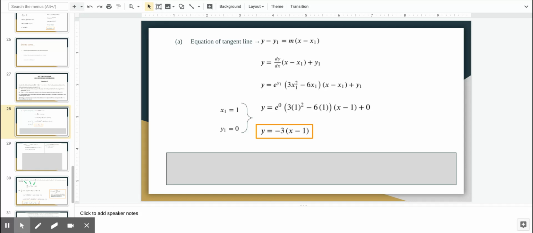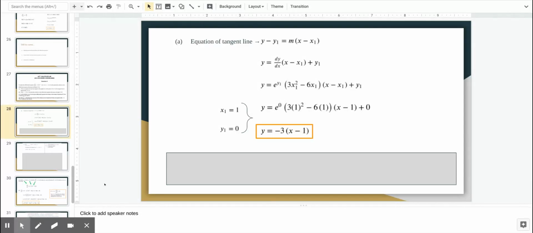And then inside the parentheses, 3 minus 6 is negative 3. So I just have this negative 3 that's left over in the front. And then x minus 1 stays, and then plus 0. Okay, so that goes away completely. And so here is my equation for my tangent line. Negative 3 multiplied by x minus 1.